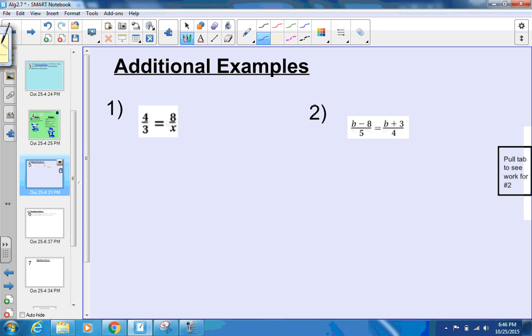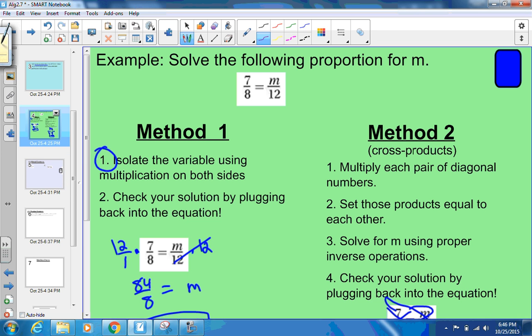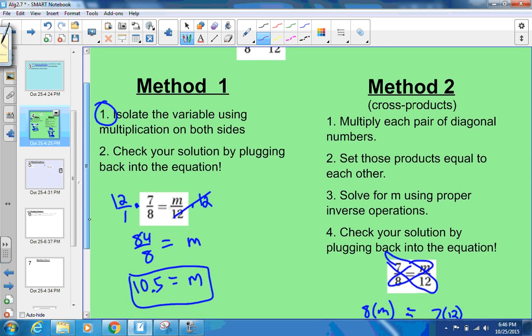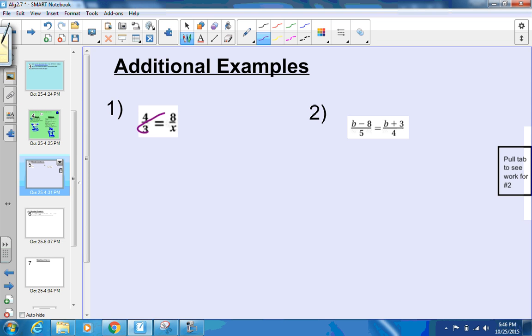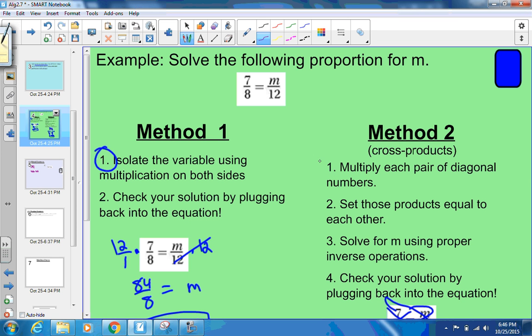We're going to use that cross products property again. Hopefully you wrote down the steps if you don't remember it on your own. Multiply each pair of diagonal numbers. So we're going to do 3 times 8 and 4 times x. We'll do 4 times x over on the left side. And step 2 says to set them equal to each other. So 3 times 8, set them equal to each other. So it'd be our first one, second one. We're going to solve it.